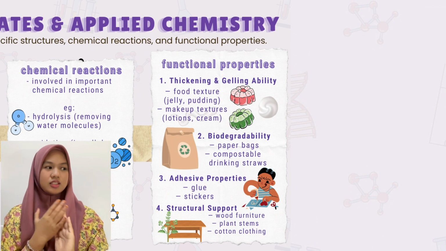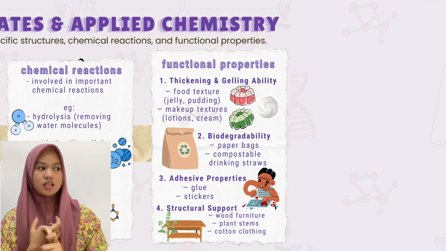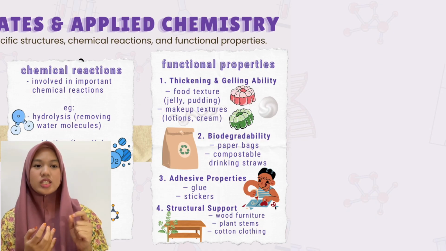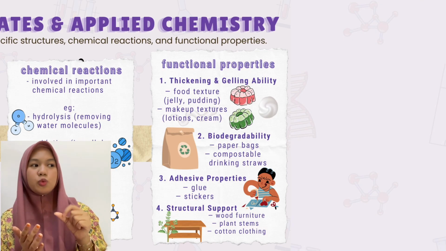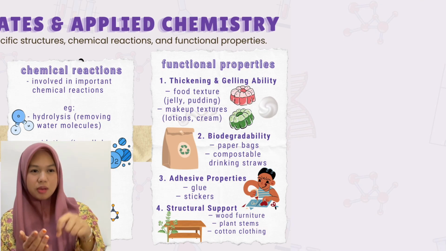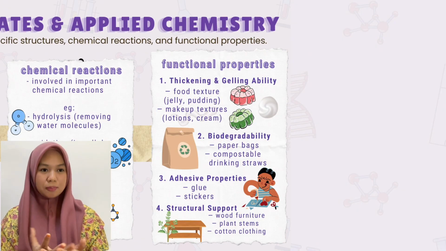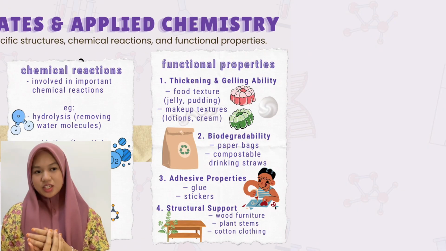This is because carbohydrate only has glycosidic bonds that can be broken down easily and it doesn't release any toxic waste. The next one is the adhesive properties, like glue and stickers that we use in our classroom. When the glue is applied on a paper, the amylose and amylopectin from the glue react with the fibers of the paper to form hydrogen bonds. Thus, that's what makes the paper stick together.